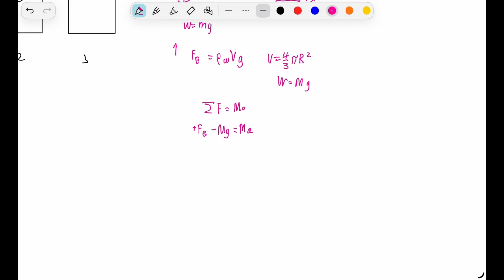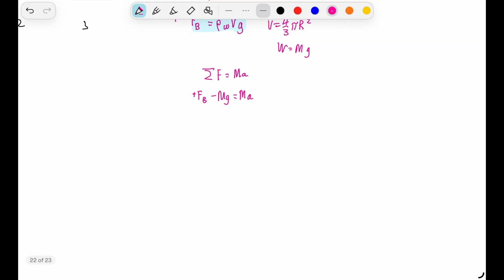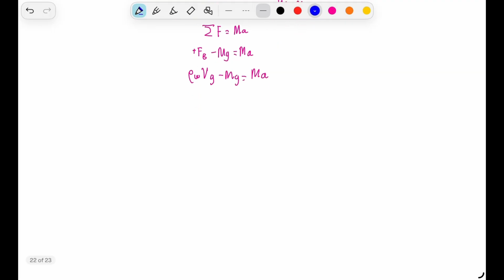We'll actually say Ma here because we're going to make mass equal to big M. So now all you have to do is replace your F_B with what we just defined it to be. So that's going to be your density of water times the volume times gravity minus Mg is equal to Ma. After that, you literally just divide both sides by M, and you can see that it cancels out. So you get that a is equal to this whole expression minus Mg, divided by M.